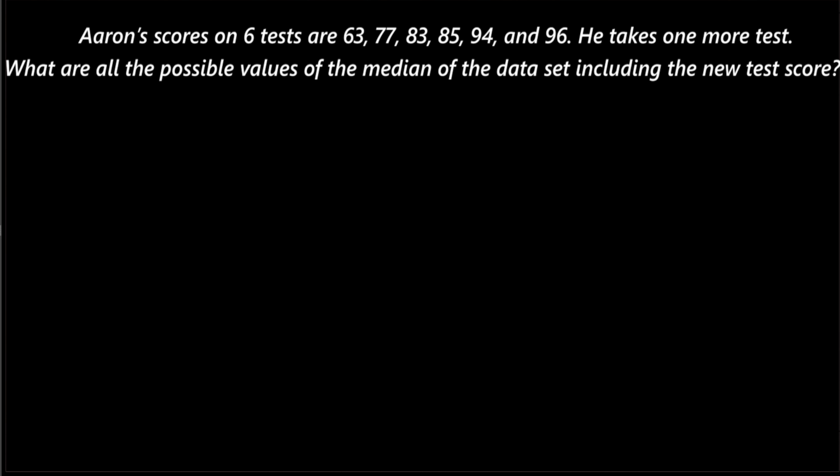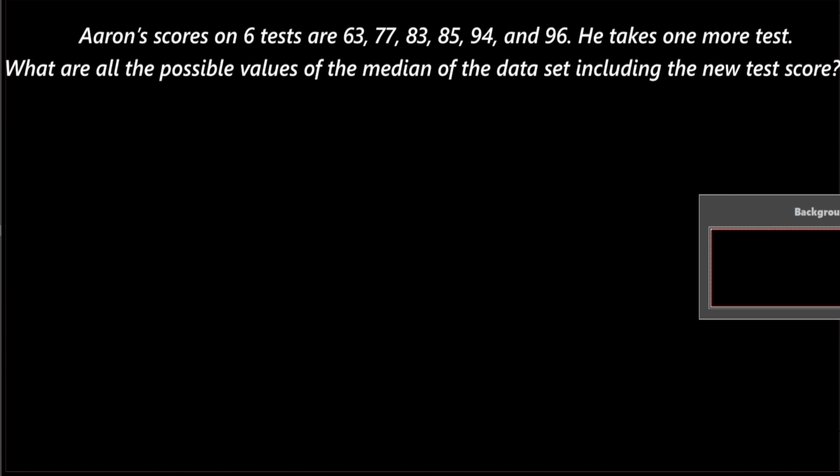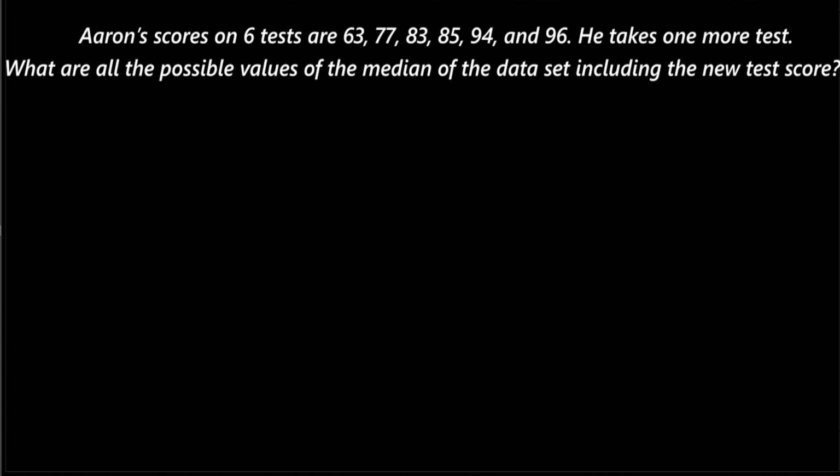Aaron's scores on 6 tests are 63, 77, 83, 85, 94, and 96. He takes one more test. What are all the possible values of the median of the dataset, including the new test score? So, here is how we do it. We can calculate all the places that Aaron's new test score could be in, and then see in which places it would change. So let's calculate all the places it can be.